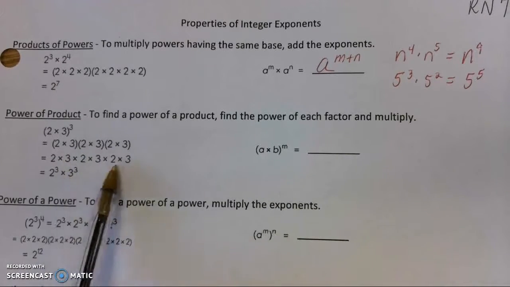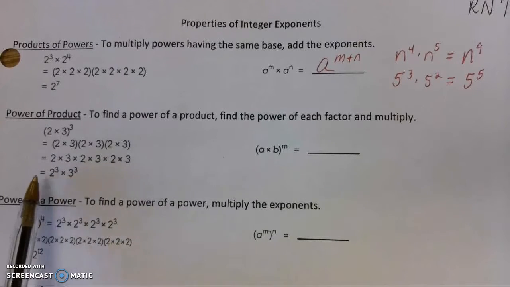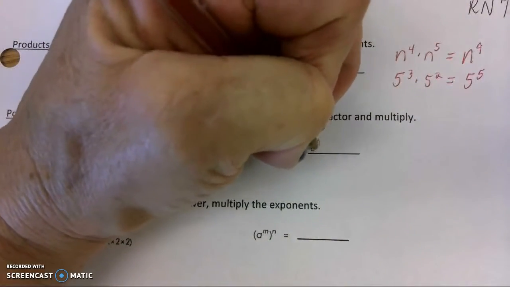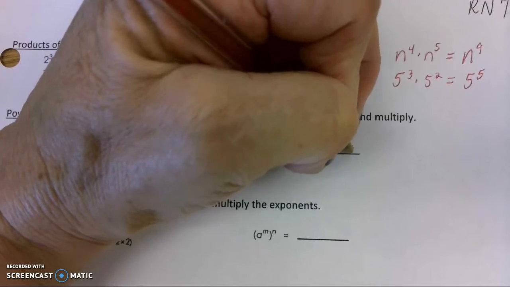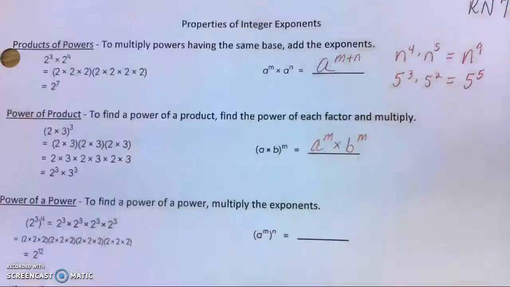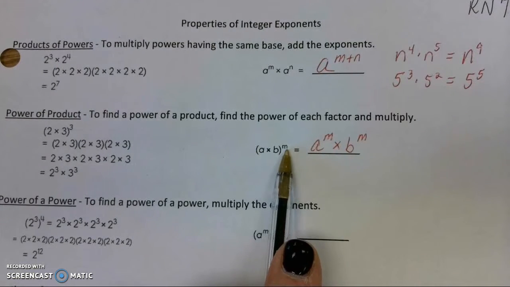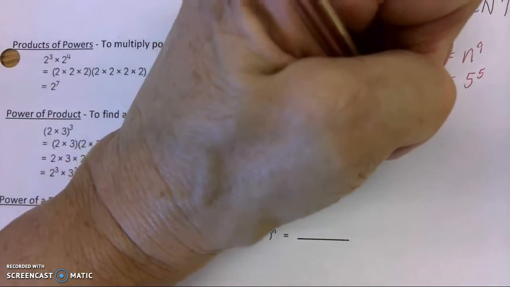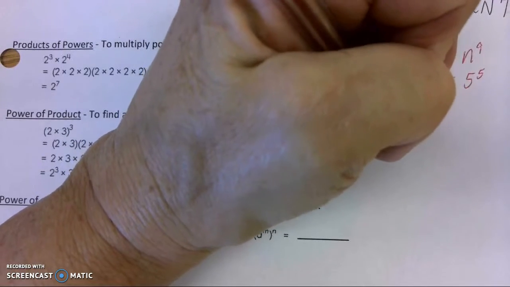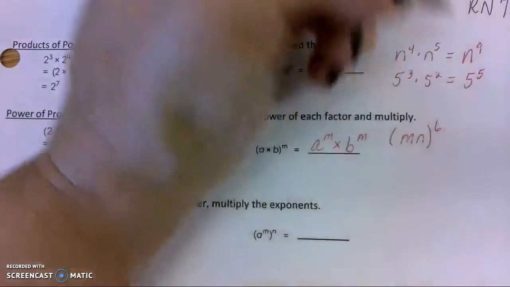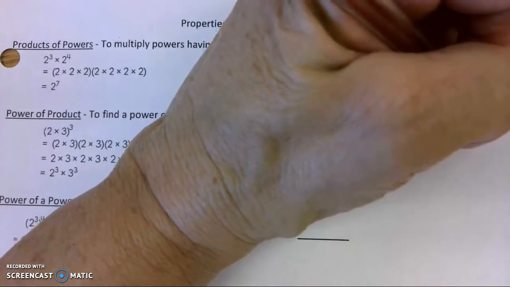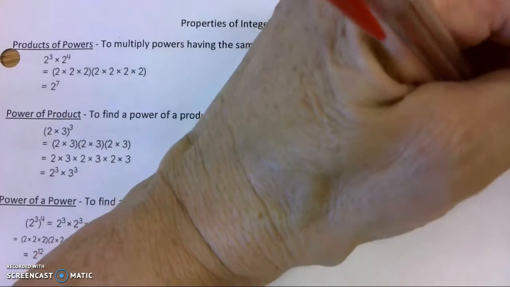Notice I have 1, 2, 3 2s, and I have 1, 2, 3 3s. So 2 to the third power times 3 to the third power. So when I look at that as the rule, I would do this: a to the m power times b to the m power. So I have 2 factors and the exponent. Now again, using variables and numbers, let's say that I'm going to multiply m times n, and I'm going to raise that to the 6th power. Well, that's going to be the same as m to the 6th times n to the 6th.